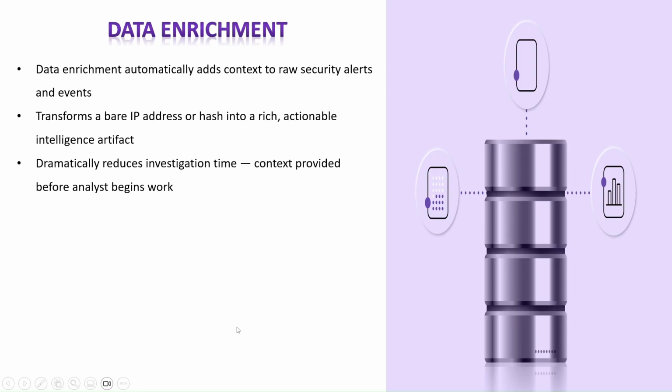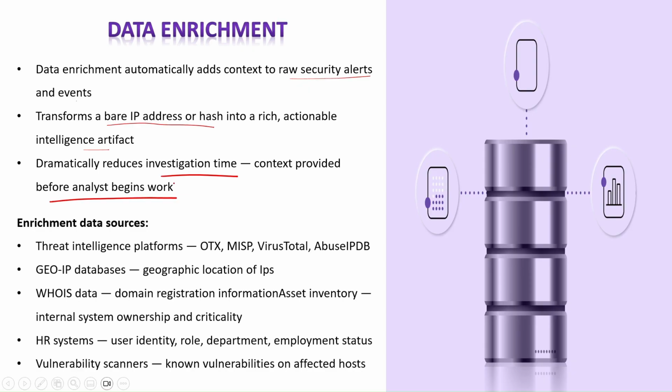Next is data enrichment. Data enrichment automatically adds context to raw security alerts and events. It transforms a bare IP address or hash into a rich, actionable intelligence artifact, and it dramatically reduces the investigation time, so context is provided before the analyst begins work.